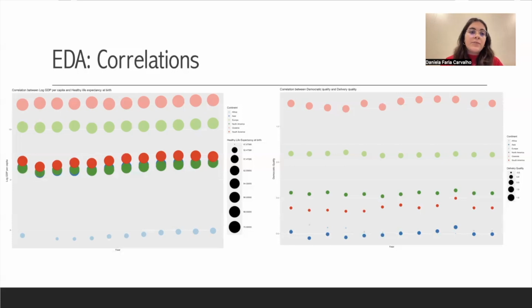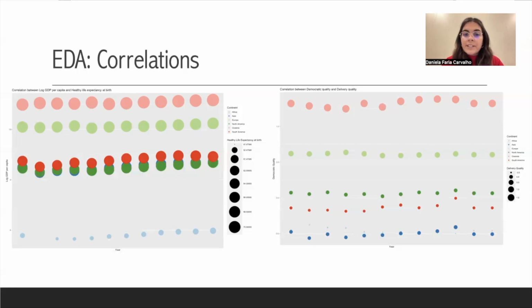As you can see, the first relation between log GDP per capita and healthy life expectancy at birth actually provides a positive correlation. For example, Oceania, which provides the highest log GDP per capita, also has the biggest bullet points. Bigger bullet points signify that this continent has a higher life expectancy at birth.